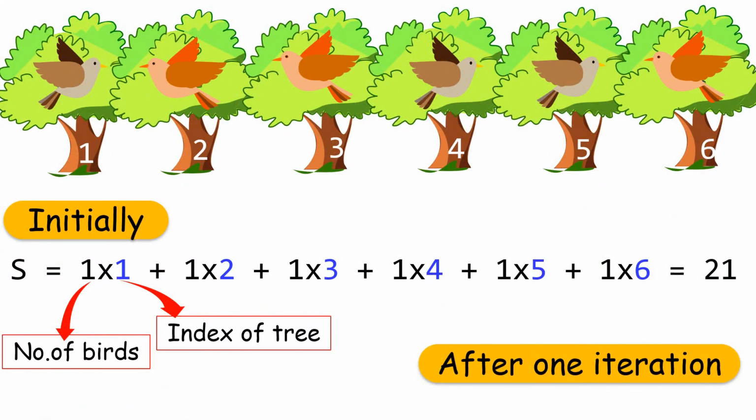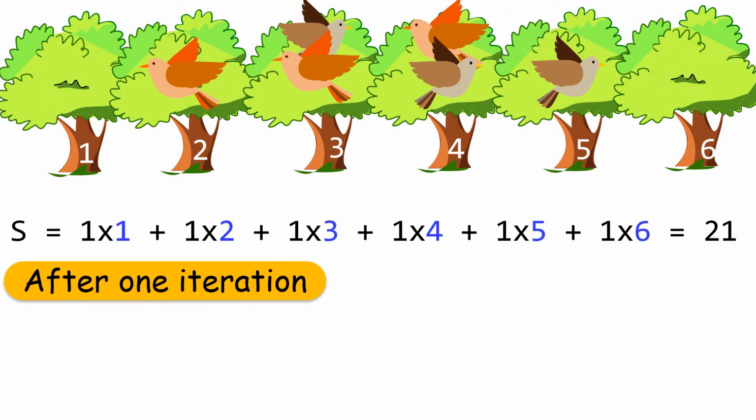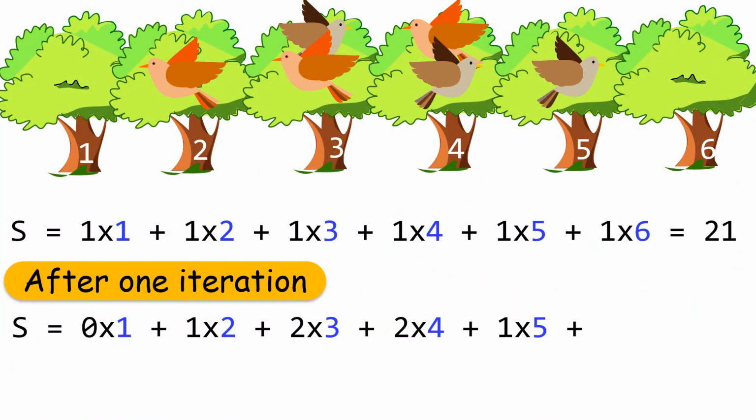After one iteration, that is when one sparrow flies from one tree to another tree, at the same time another sparrow flies from its tree to another tree, the same distance but in the opposite direction, S will be 0 into 1 plus 1 into 2 plus 2 into 3 plus 2 into 4 plus 1 into 5 plus 0 into 6, equal to 21.